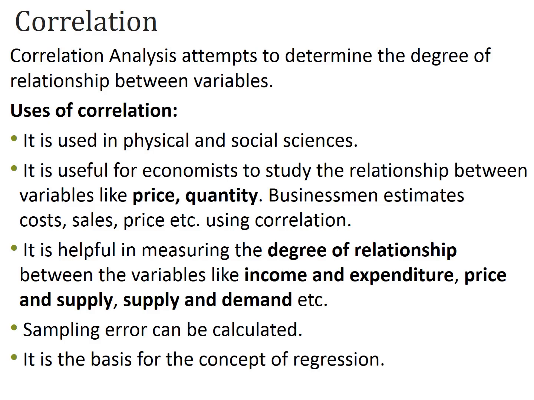It is useful for economists to study the relationship between variables like price and quantity. A businessman estimates cost, sales, price, etc. using correlation. It is helpful in measuring the degree of relationship between variables like income and expenditure, price and supply, supply and demand, etc. Sampling error can be calculated with the help of correlation, and it is the basis for the concept of regression.